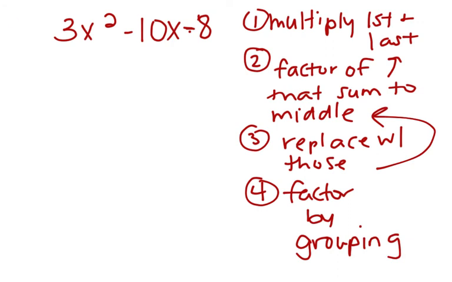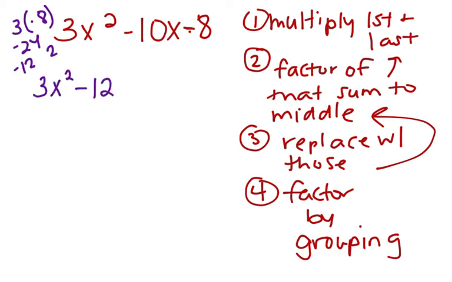So if I multiply 3 times negative 8, I get negative 24. And I'm looking for the factors of negative 24 that add up to negative 10. So it would be negative 12 and positive 2. Replace the middle term with those 2 terms. Make sure that you add the x on. And then factor by grouping.